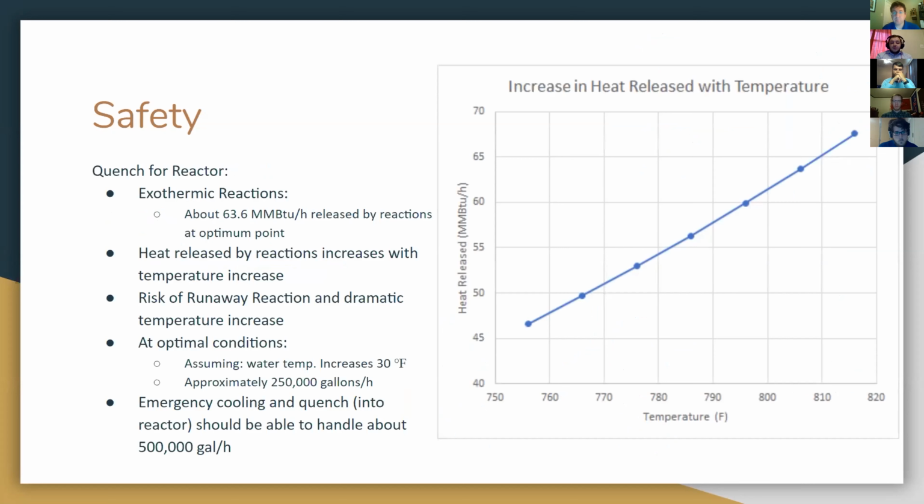For the quench, we took the heat released by the reactor as a function of temperature. Basically, this is showing that as temperature increases, it then releases even more energy. So at our optimal conditions, assuming a water temperature increase of 30 degrees, we would need about 250,000 gallons per hour running through the cooling for the reactor. To be safe, the emergency cooling and the quench into the reactor should be able to handle about double that, to make sure that if it does get out of control, we're able to knock it out so that reaction stops increasing the temperature further.